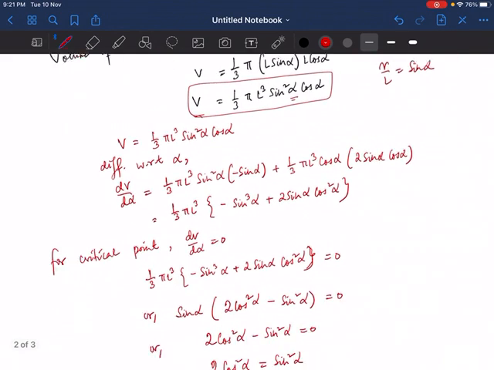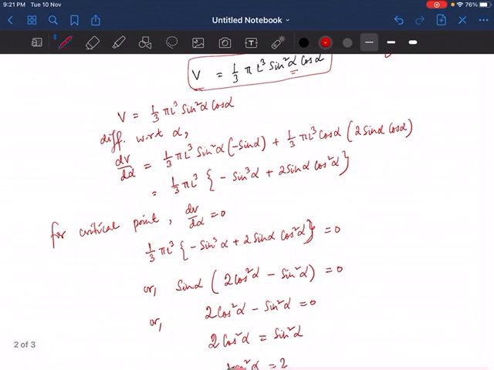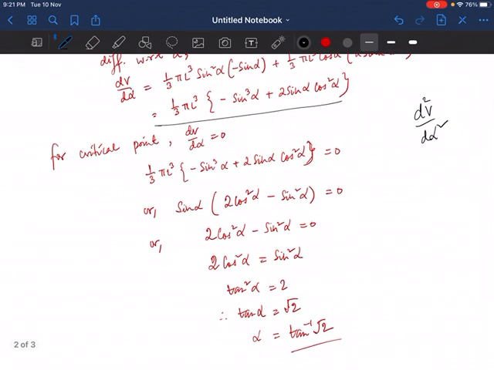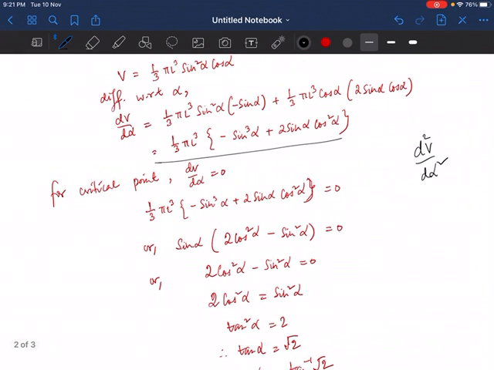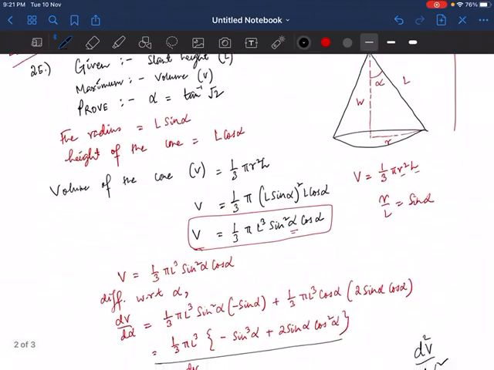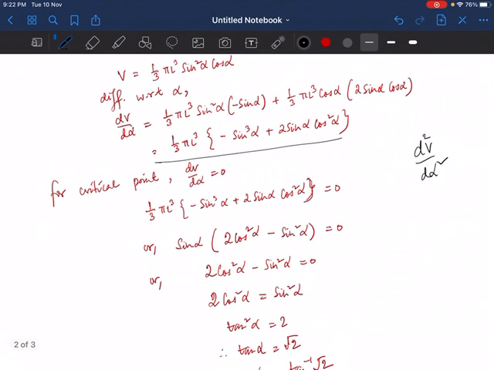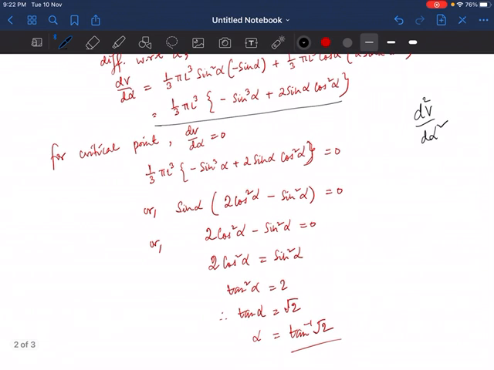You just have to find the double derivative of this expression, and once you find d2V d alpha square, in place of alpha you will put tan inverse root 2. You will not see a positive value, you will see a negative one. Why? Because then only we can get maximum volume. So please differentiate this one and put the value of tan inverse.